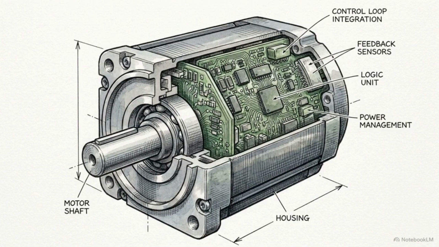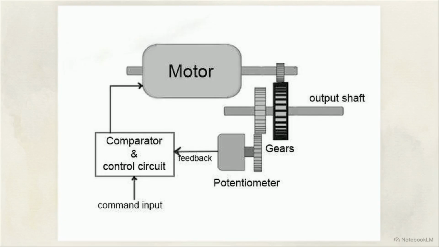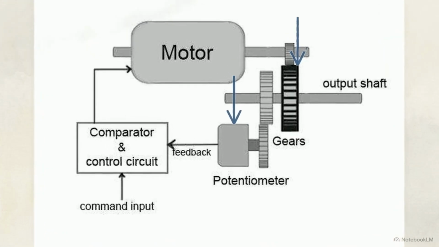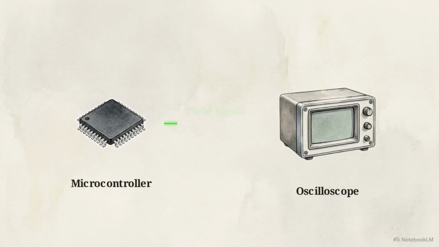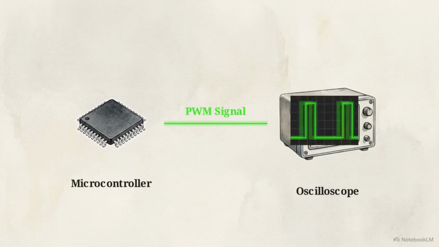This schematic identifies those internal components: a high-speed motor, a gear train, and a potentiometer acting as the sensor. The potentiometer rotates with the output shaft. Its changing electrical resistance creates a varying voltage, representing the absolute mechanical angle, which is fed back into the comparator. To dictate the target angle to that comparator, the digital microcontroller sends a signal using pulse width modulation, or PWM.